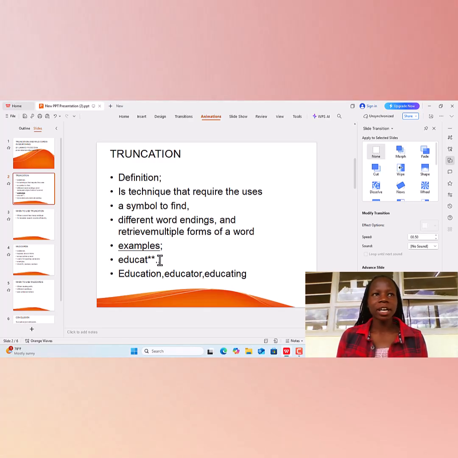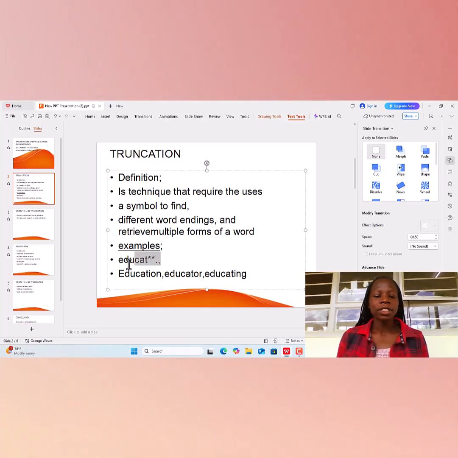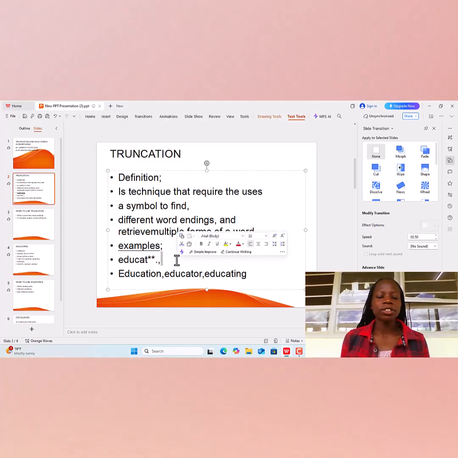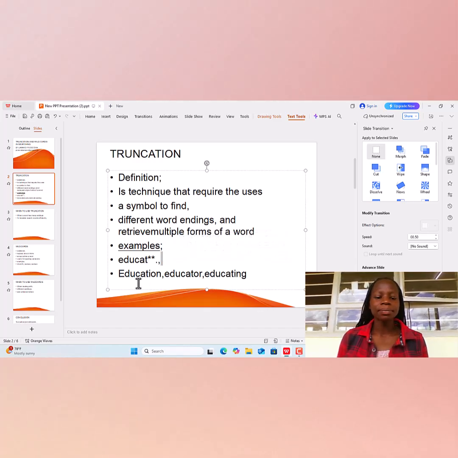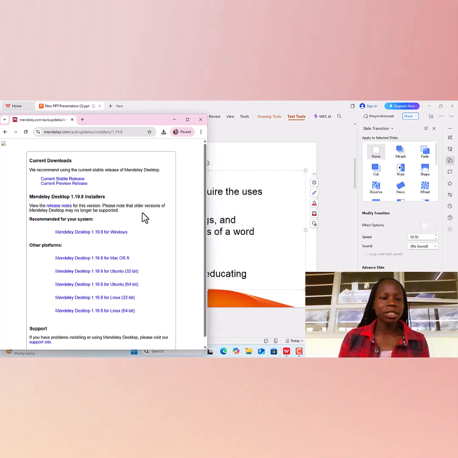For example, you can use the hash string. When you put here education and you put the hash string, it can mean the same. When you use educate with the hash string, it can mean education, educator, or even educating. So let me take you through how to use this practically.